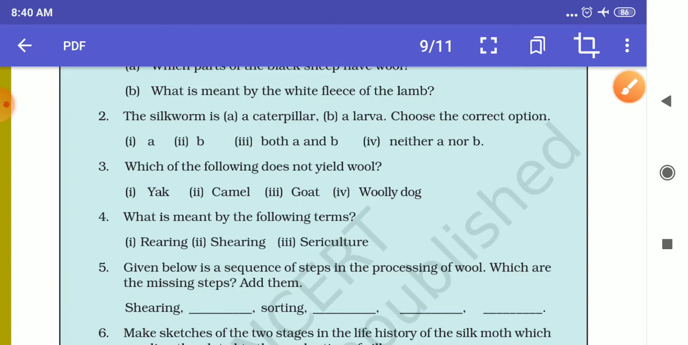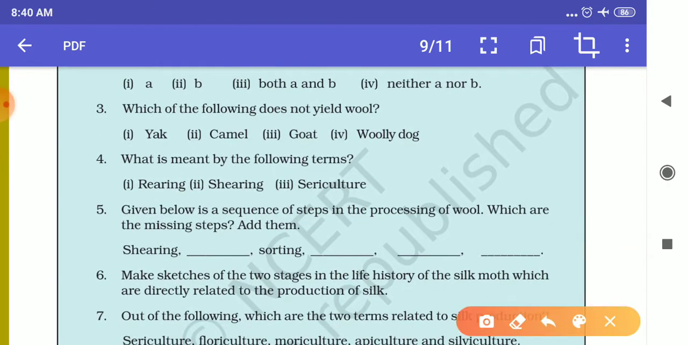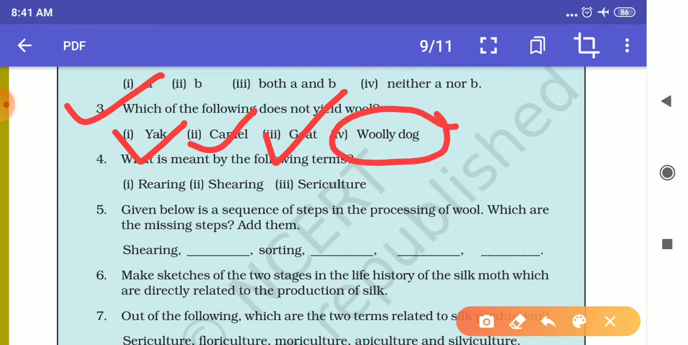Question number 3. Which of the following does not yield wool? You have to find which of the following does not yield wool. Option number A, yak. Yak gives us wool. Camel. Camel also gives us wool. Goat. Goat also gives us wool. Option number 4 is woolly dog. The woolly dog, it's just a name, woolly. It doesn't give any wool. Therefore, your answer should be option number 4.